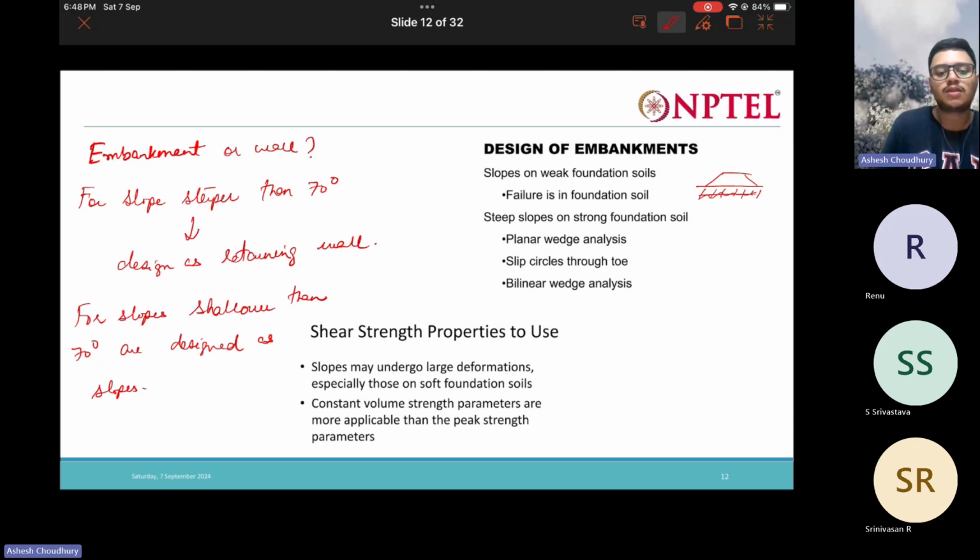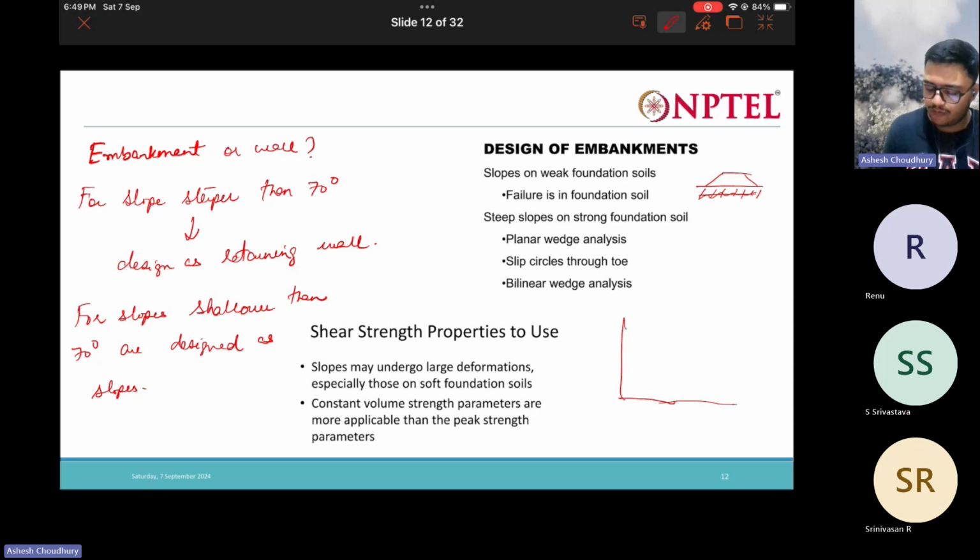Okay. Now, which shear strength property are you going to use for slopes which undergo large deformations? The slopes which are generally situated over very soft soils tend to undergo very large deformations. So in those cases, we use the constant volume strength parameters.